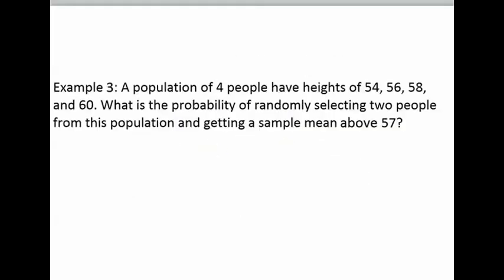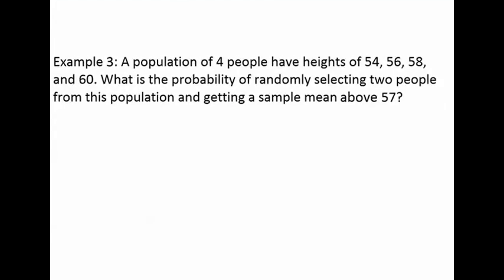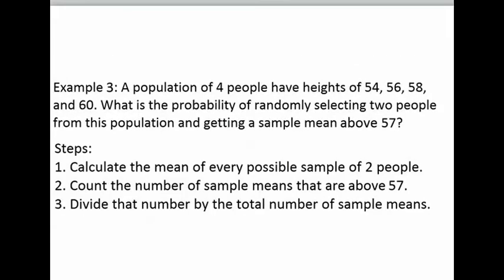Let's move on to our next example. In this example, we have the same population of 4 people with the same 4 heights. This time we want to know the probability of randomly selecting 2 people from the population and getting a sample mean above 57. We can follow the same 3 steps to get the answer to this question.